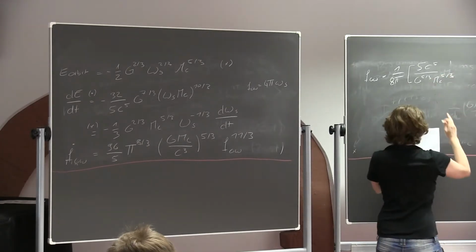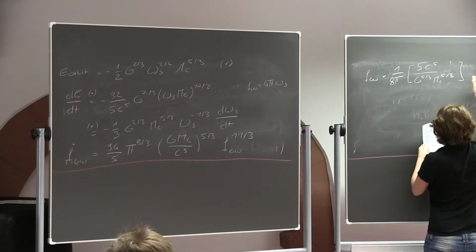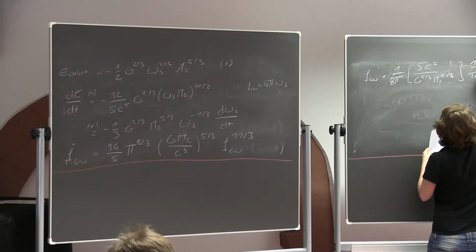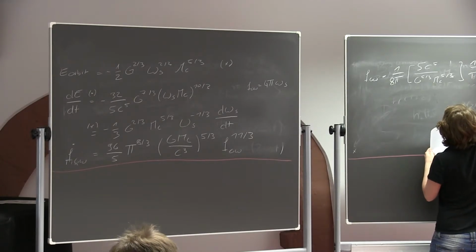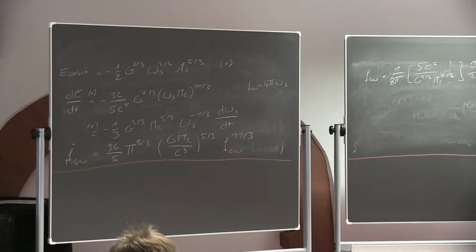So these are m's, even though they look like pi's. 1 over tau to the 3/8, where tau is defined as the time measured from the coalescence time. There's a time when they merge, and you start to measure time backwards from that time, and you see the frequency increases as 1 over tau to the power of 3/8. And this is the divergence I was talking about.